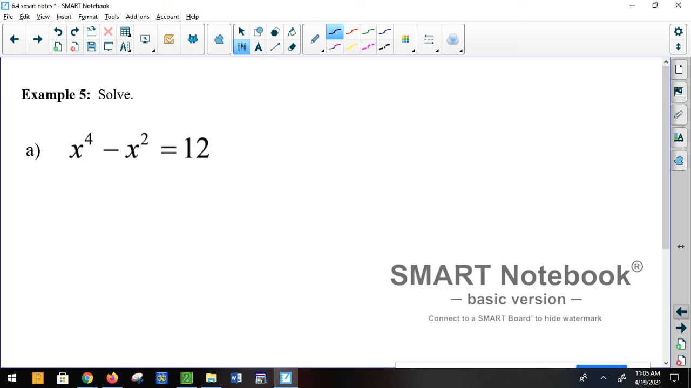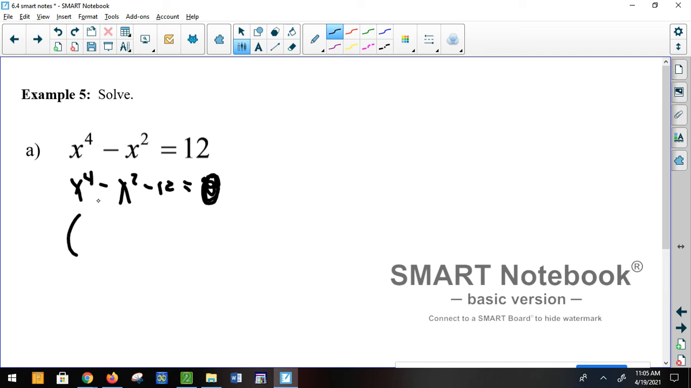Now we're going to use that method of factoring to solve. So the first thing we're going to do is subtract the 12 over, get everything on one side. So you have x to the fourth minus x squared minus 12 equals 0. Okay. All right, let's factor. What multiplies to negative 12 and adds to negative 1?